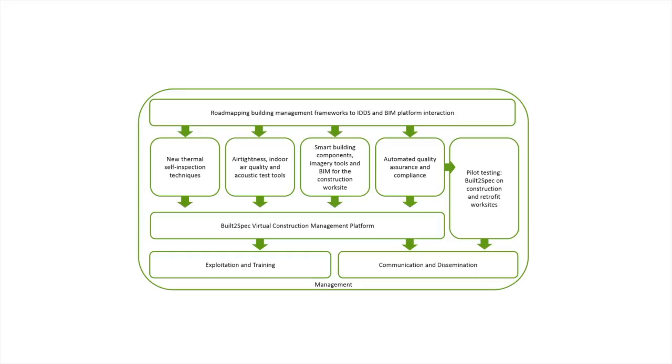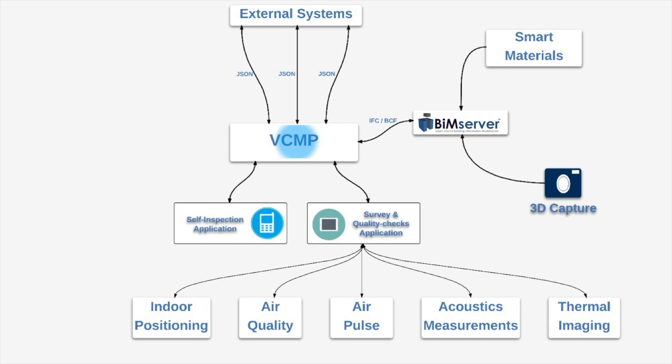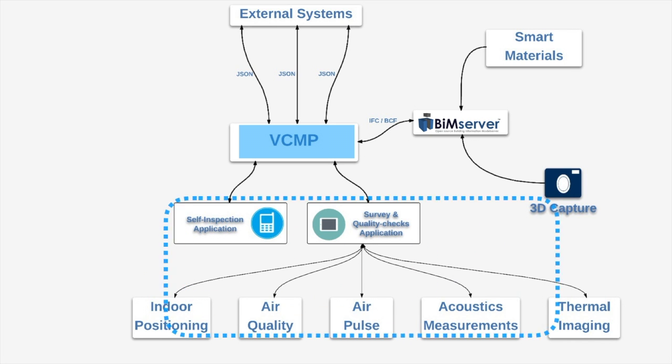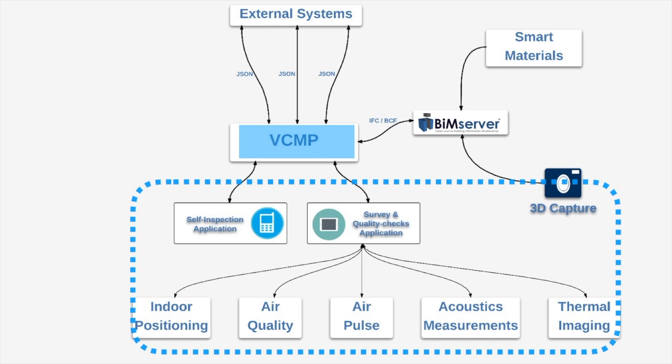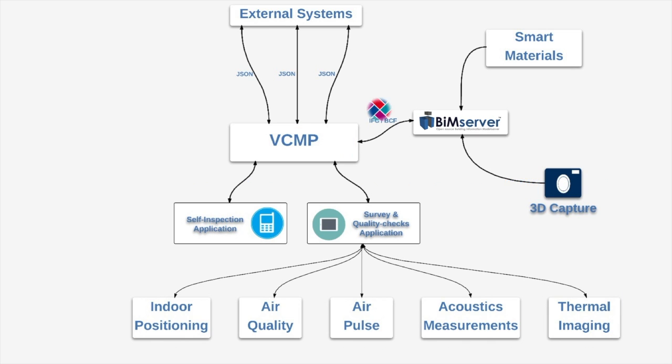Within the Built2Spec project, BIM plays a major role in connecting the several quality checks to the rest of the data. Within Built2Spec, a virtual construction management platform, or VCMP, is developed to manage all data in a construction process and facilitate self-inspection and quality checking on-site. The VCMP has an object-oriented database that makes it possible to connect documents, tasks, or other information to objects in a BIM. This database is structured in the same way as the Open Data Standard IFC.